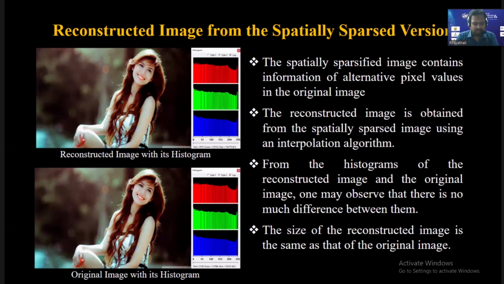From the histograms of the reconstructed image and the original image, one may observe that there is not much difference between them. You can see here the top image is the reconstructed image, the below is the original image, and the histogram comparison ratio is 1:4. There is no difference in histograms. The size of the reconstructed image is the same as that of the original image.